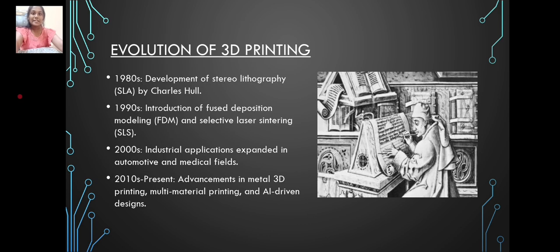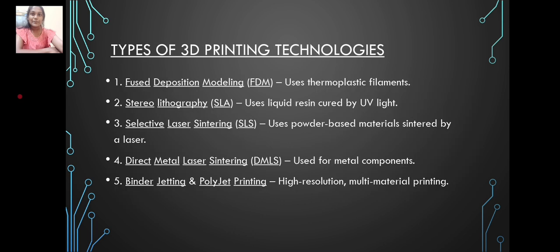Evolution of 3D printing. In the 1980s, development of stereolithography by Charles Hull. In the 1990s, introduction of fused deposition modeling and selective laser sintering. In the 2000s, industrial applications expanded in automotive and medical fields. In the 2010s, which is the present era, advancements in metal 3D printing, multi-material printing and AI driven designs.